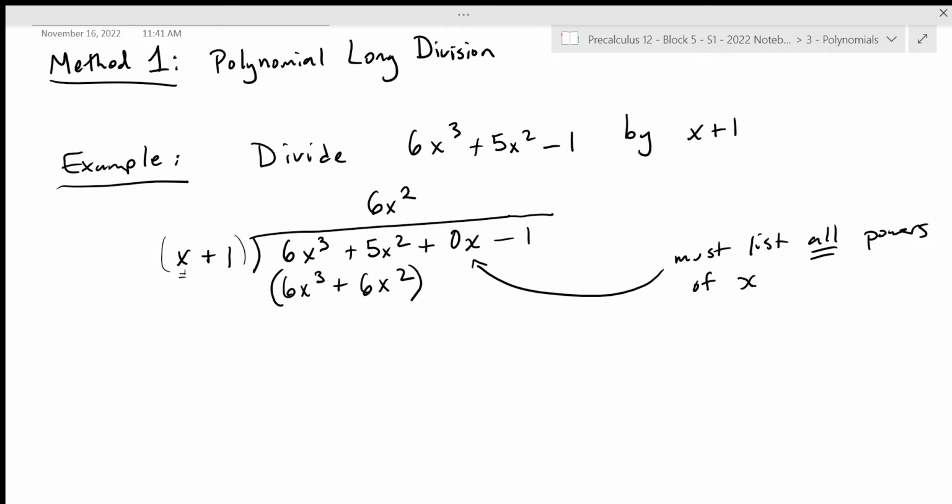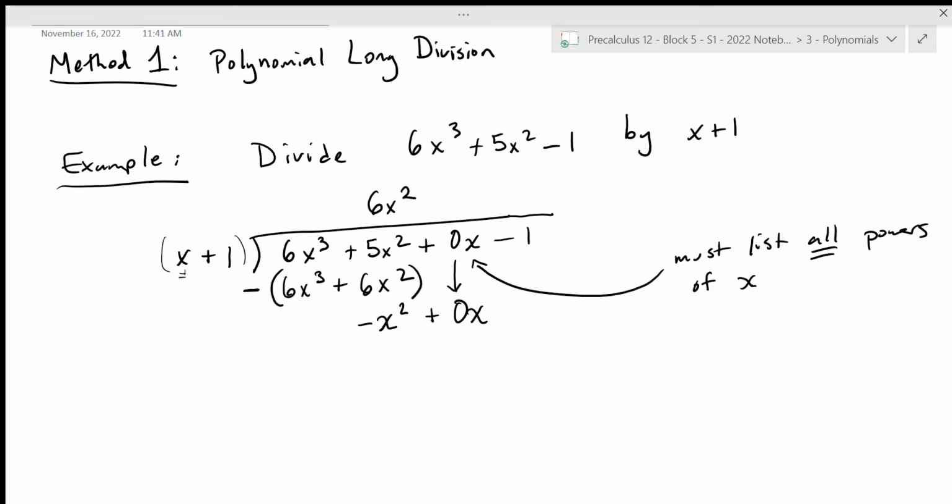Now, we're going to put this in brackets and subtract it from what comes above. So we figured out how many times x goes into 6x cubed. We wrote down what that was. We multiplied it back by what we divided in, and now we are subtracting to see what's left over. So 6x cubed minus 6x cubed is nothing. 5x squared minus 6x squared is negative x squared. Now I'm going to bring down my next term. So negative x squared plus 0x.